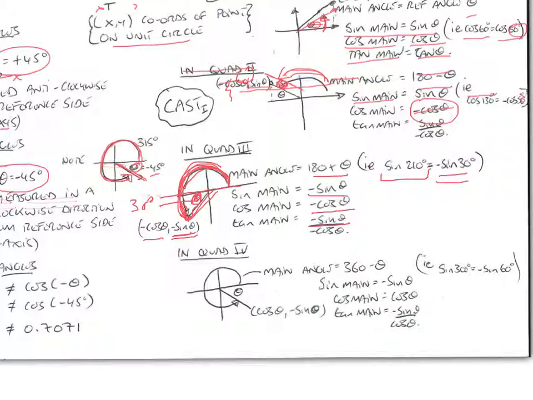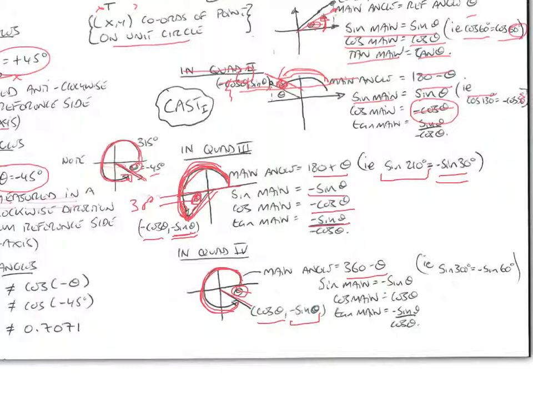If I move into the fourth quadrant, my main angle spins all the way around to a terminating side in the fourth quadrant, generating a reference angle. My main angle size is 360 minus this reference angle theta. The sine of this main angle is equal to the negative sine theta. The cos of the main angle is equal to the positive cos theta, and the tan of this main angle would be equal to the negative sine theta divided by the cos of theta.